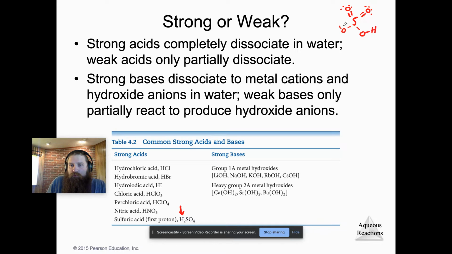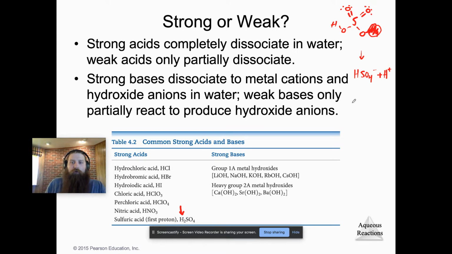So this is what sulfuric acid's Lewis diagram looks like. And the first proton that it gives off very easily, so we'll just say it's this one, all right? It gives that away, and you have, let's draw a little arrow there. We have HSO4 minus plus H plus.